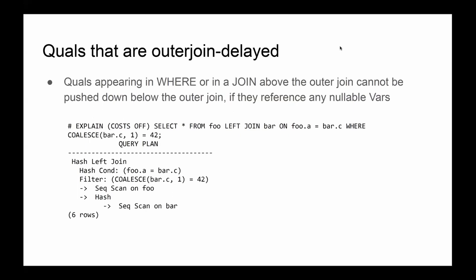So if we push this call down below the outer join, then it would become a filter on bar. And it would reject the rows before the outer join. So as a result, it might cause the outer join to emit non-extended rows that should not have been formed, or that should have been rejected by the clause. So we can conclude that calls appearing in where or in a join above the outer join cannot be pushed down below the outer join if they reference any nullable vars.